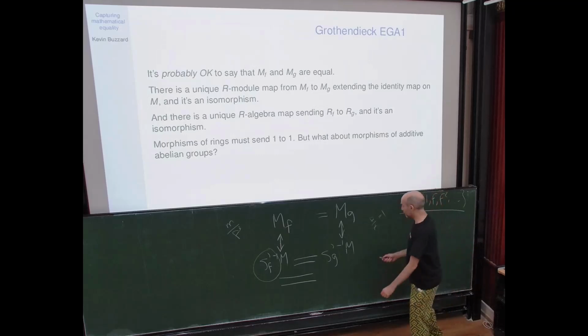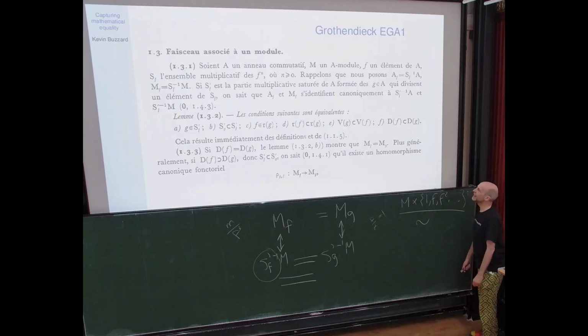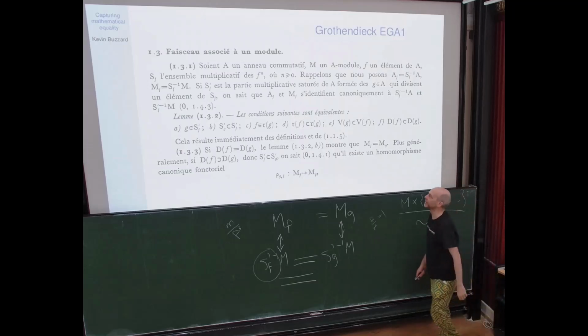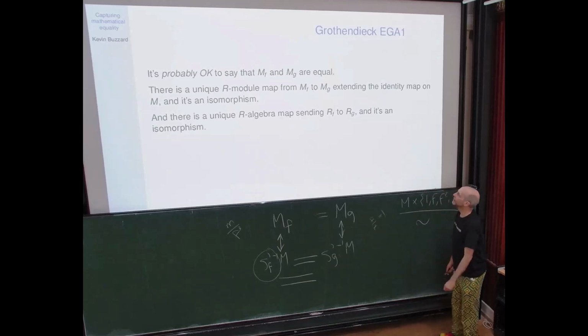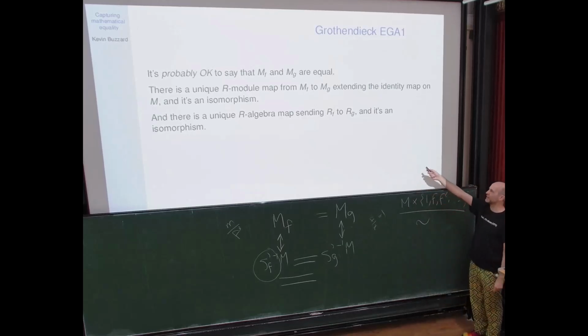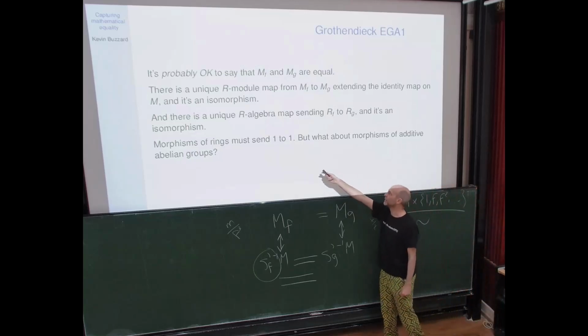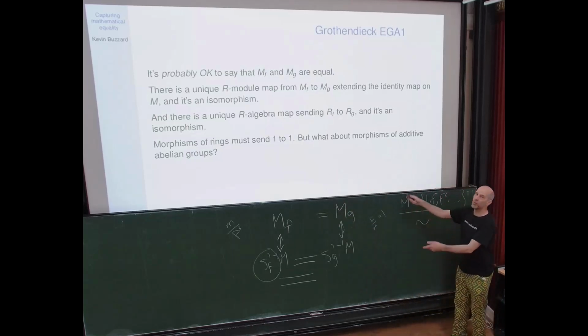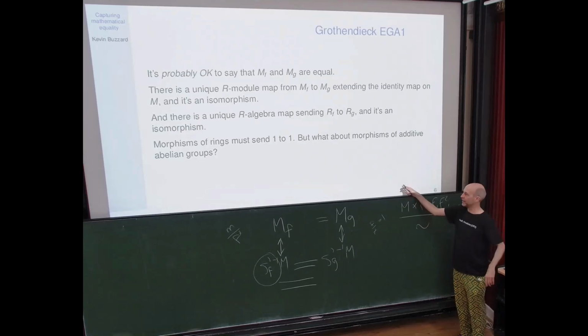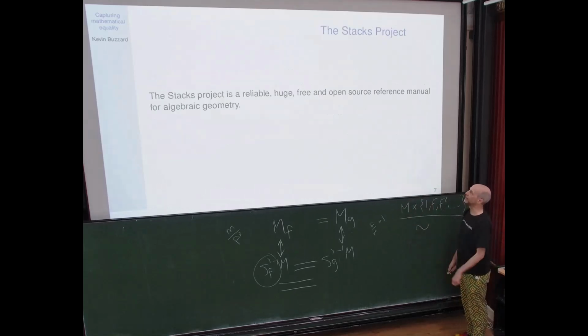But the problem with this is that Grothendieck is doing it, and the people who are reading Grothendieck don't understand it properly. He's using the word canonical to mean there is only one possible way of doing this, and we're going to do it that way. So these R-algebra maps are unique, they're uniquely isomorphic, and morphisms of rings send 1 to 1, which really rigidifies things. So what about morphisms of additive abelian groups, when you have this extra possibility?